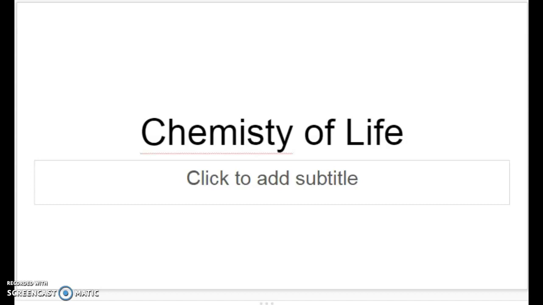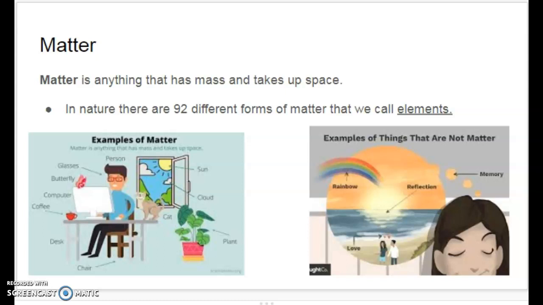Now, the chapter itself is called The Chemistry of Life. And in chemistry, you start talking about matter. Matter is anything that has mass and takes up space. Okay? Any living thing is included in it. It is matter. Below you have examples of matter and examples of things that are not matter because they don't have mass and take up space.